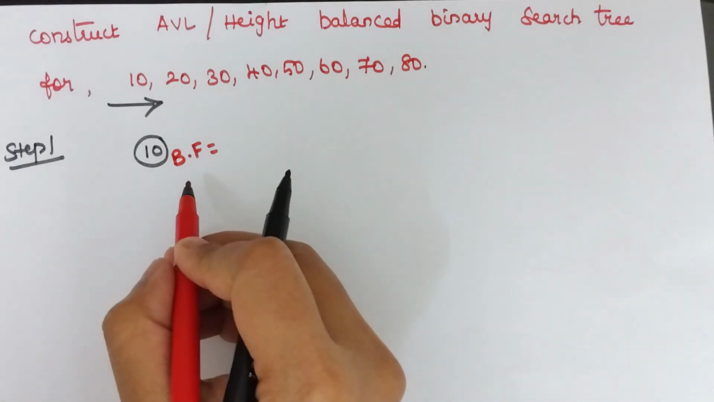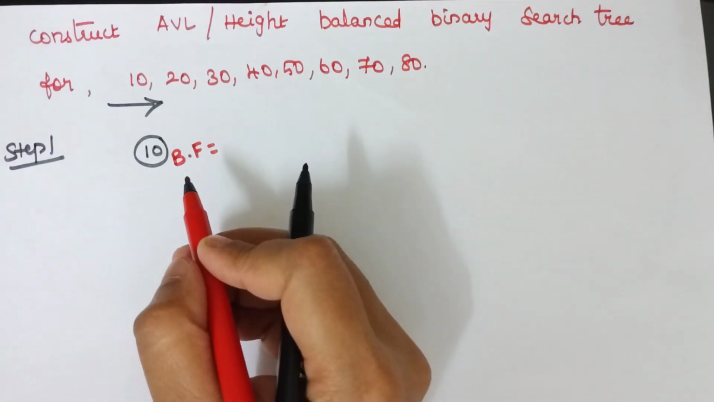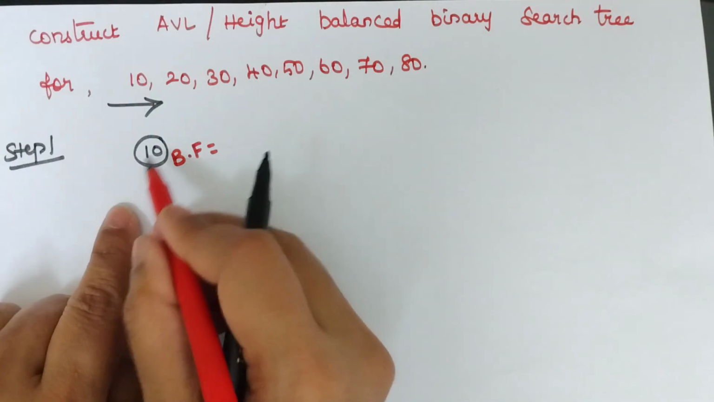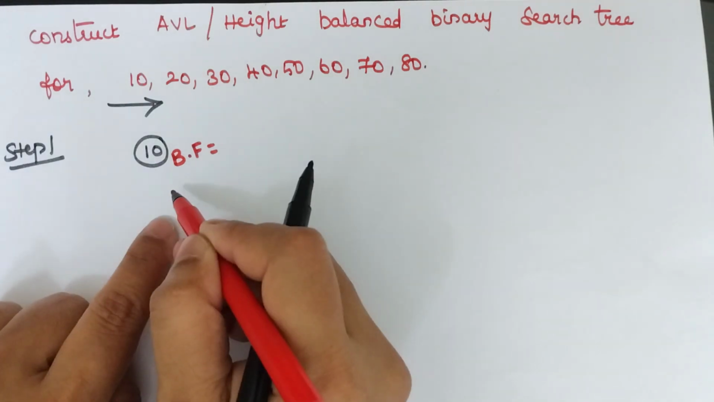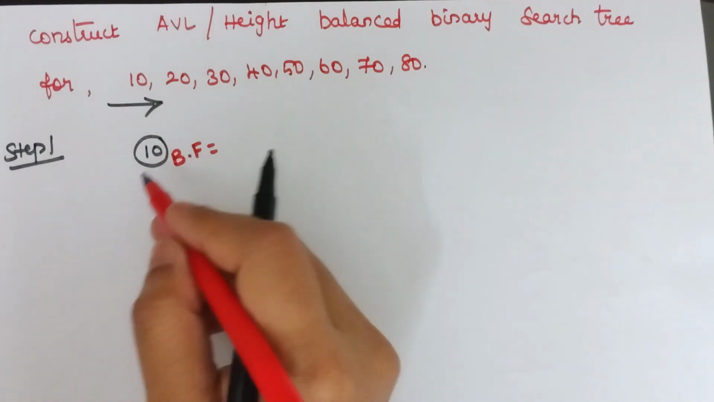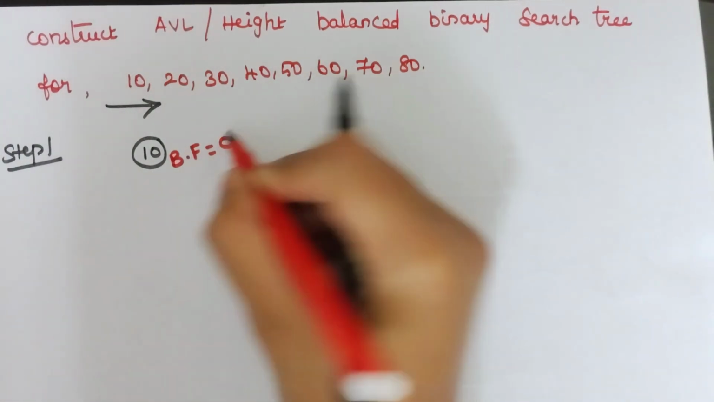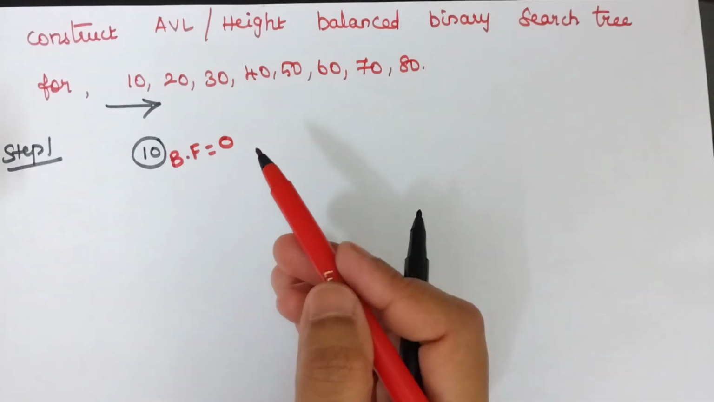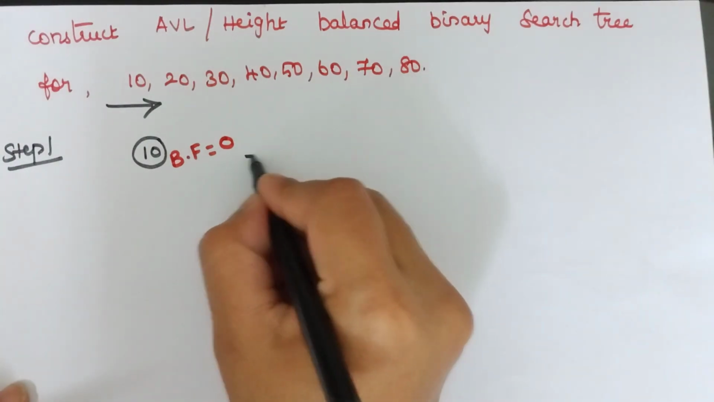What is the balance factor of 10? What is the formula for finding balance factor? Height of left subtree minus height of right subtree. What is the height of the left subtree for 10? 0. What is the height of the right subtree for 10? 0. Because it is the only node in the tree, there is no child node. So 0 minus 0 is 0. So the balance factor is 0 and the tree is balanced. So don't do anything, move to the next step.